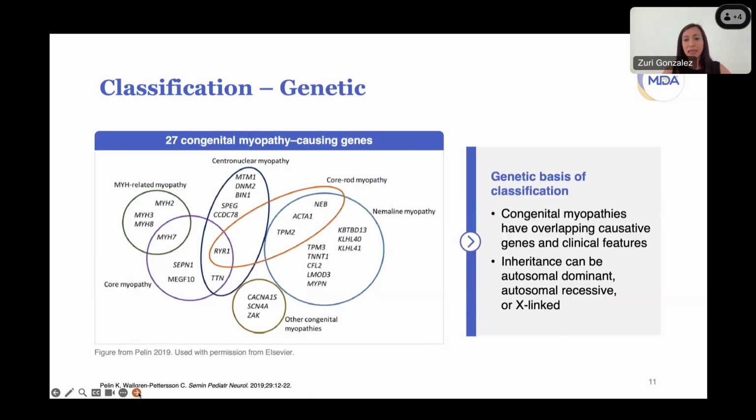Even within the genetic classification, we can see that there's going to be a lot of overlapping between the genes that cause the disease and the clinical features. We can see on this picture on the left the main group of congenital myopathies, as well as the genes that are associated with these disorders. And we can see the great overlap between each group. Overall, the inheritance of these disorders can range from autosomal dominant, autosomal recessive, and X-linked.